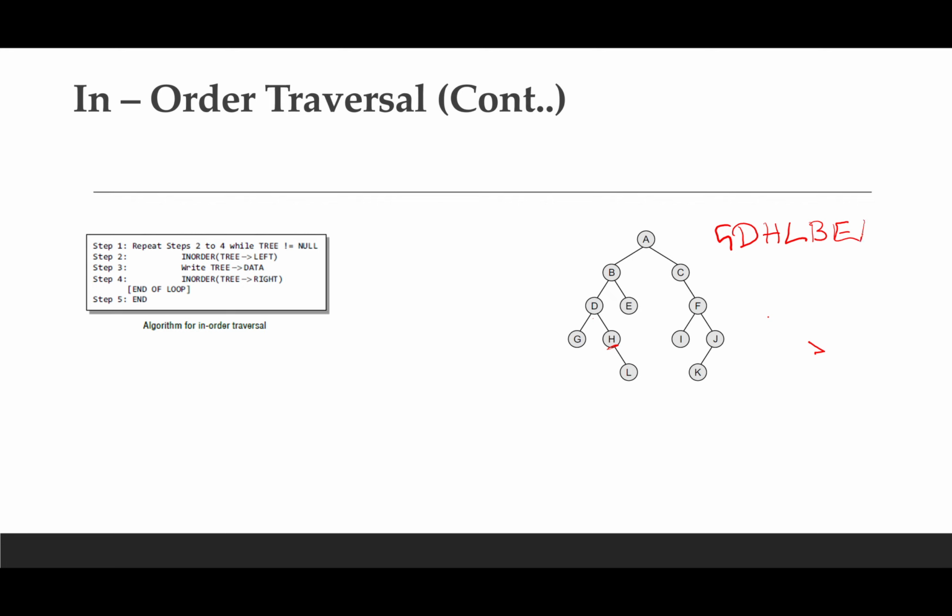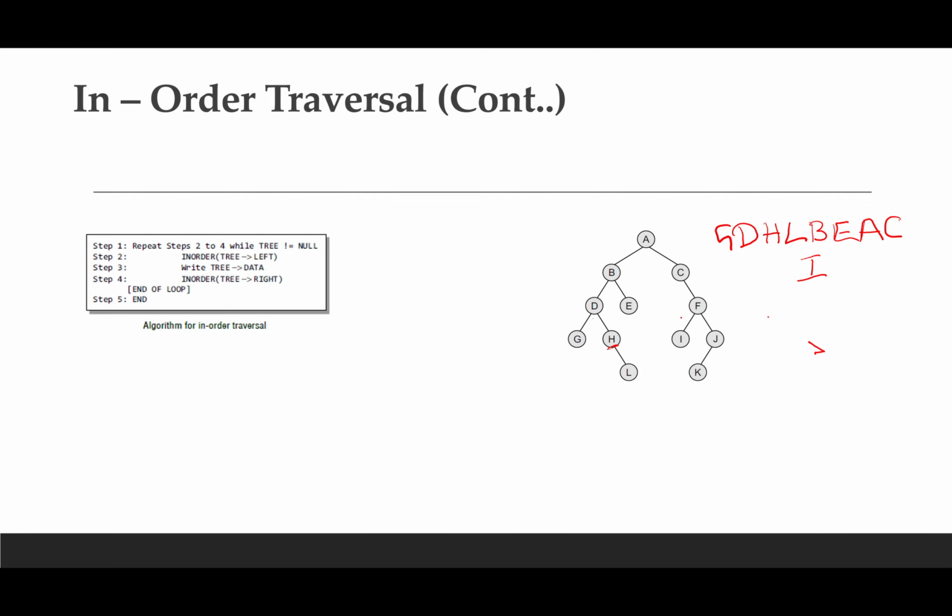Then we have visited all the left subtree of A, so we can visit A now. Next we check the right child of A. What is the right child of A? It is C. We check whether C has a left child. C doesn't have a left child, so we visit the root, C. Then we check whether C has a right child. Yes, it is F. Then we check whether F has a left child. Yes, it is I. Then we check whether I has a left child. No, so we visit I. Then we check whether I has a right child. It doesn't.